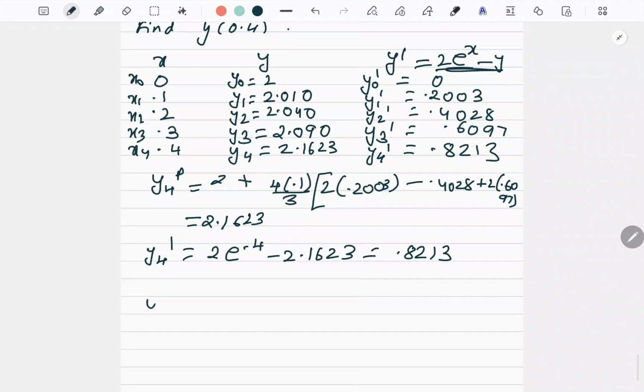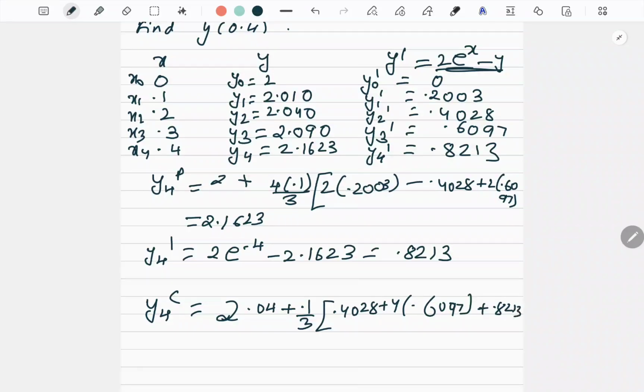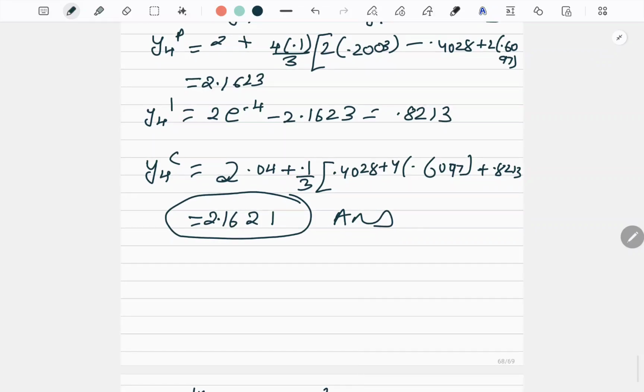Okay. Now apply the corrector formula. Now when I apply the corrector formula, again I'll put the values directly. 2.04 plus 0.1 upon 3, 0.4028 plus 4, 0.6097 plus 0.8213. So I got 2.1621. This is my final answer. Easy. So method is very easy. It looks complicated and lengthy, but it is easy.